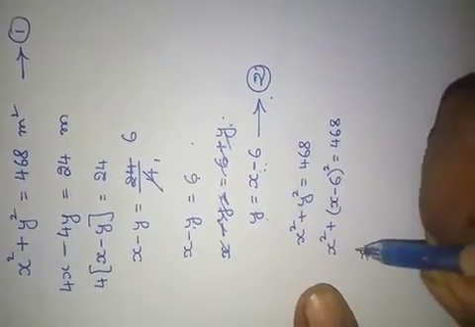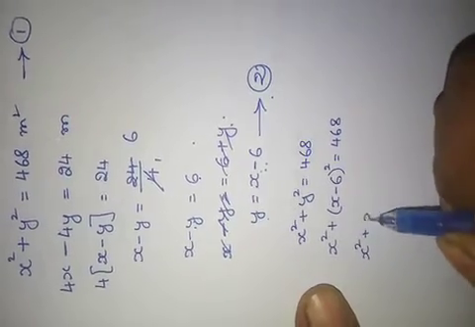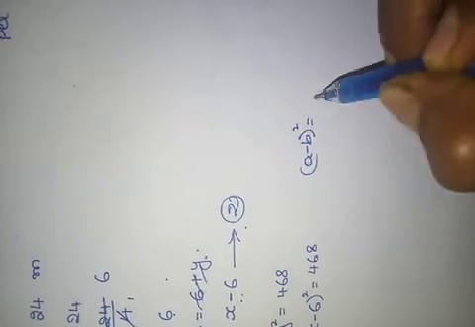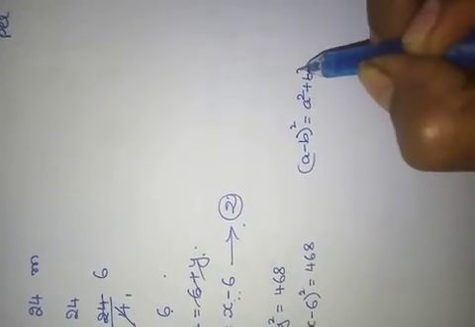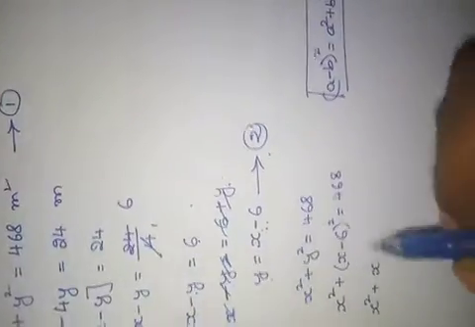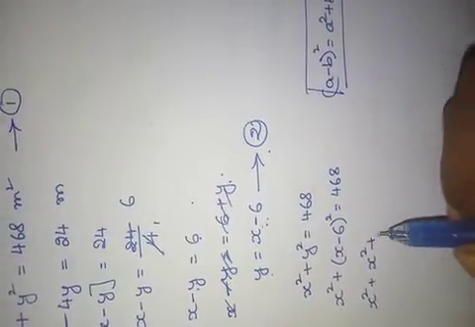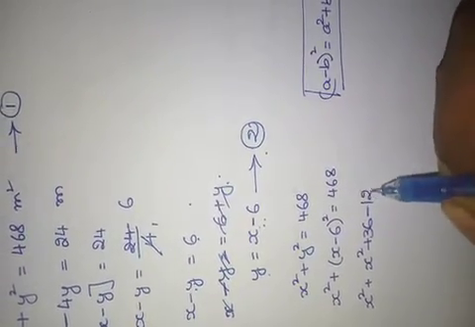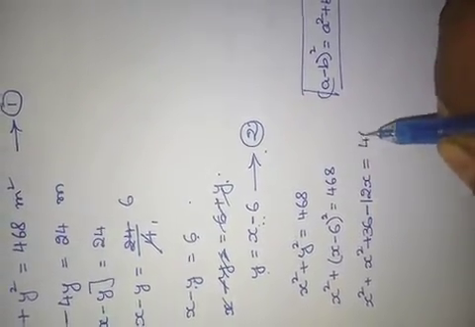Now solve this. x square plus a minus b whole square. What is the formula of a minus b whole square? a square plus b square minus 2ab. Solve this by using this. x square, 6 square, 36. Next minus 6 2s are 12x equals to 468.